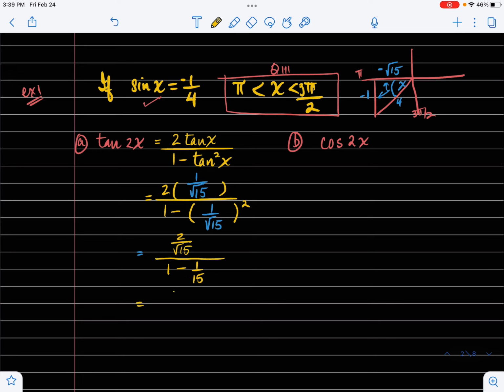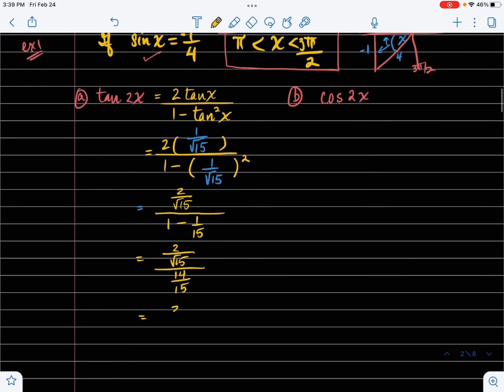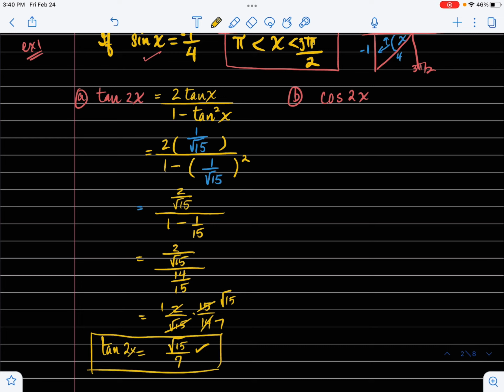Then this simplifies to, I still have 2 root 15. And the denominator, that's basically 14 over 15. Right? And it's time to keep, change, flip it. Keep, change and flip. That simplifies to, 14 goes into it 7 times, and root 15 goes into 15 root 15 times. So that boils down to root 15 over 7. It's the tangent of twice that angle, which we still don't know the angle, but we have been able to find its value, root 15 over 7.